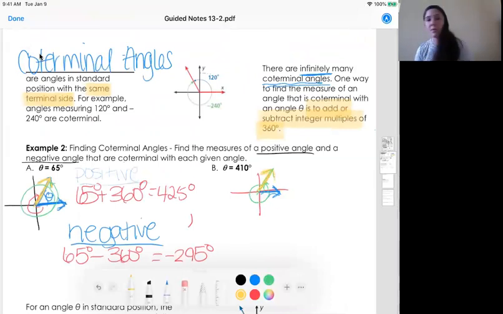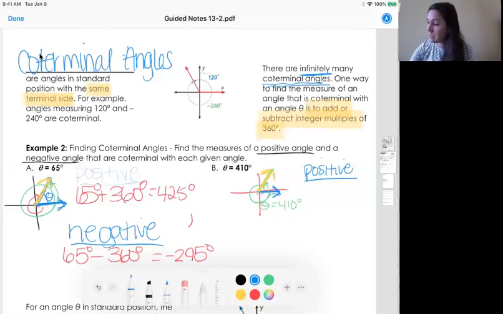There we go. All right, so there's our angle, 410 degrees. Theta is in green. All right, I need a positive coterminal angle. So I can honestly see one right here. Remember, there are infinitely many of these. Just because I do it one way, maybe you think of another coterminal angle. There's not just one right answer.